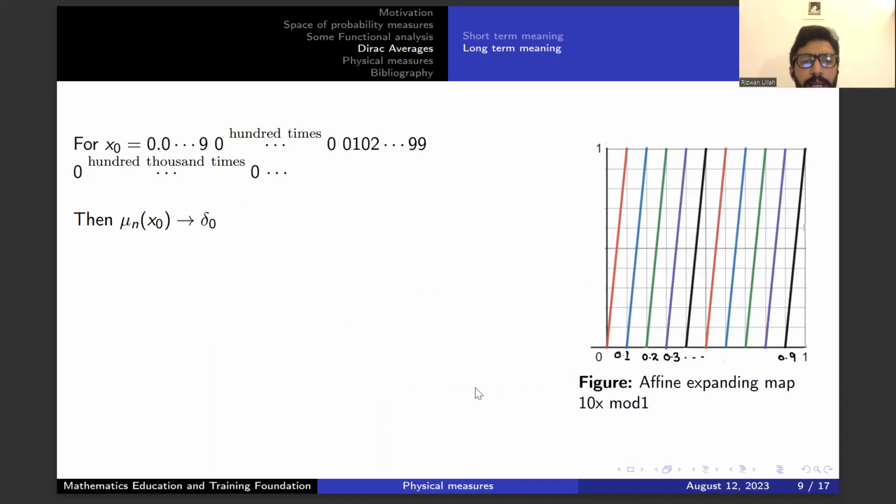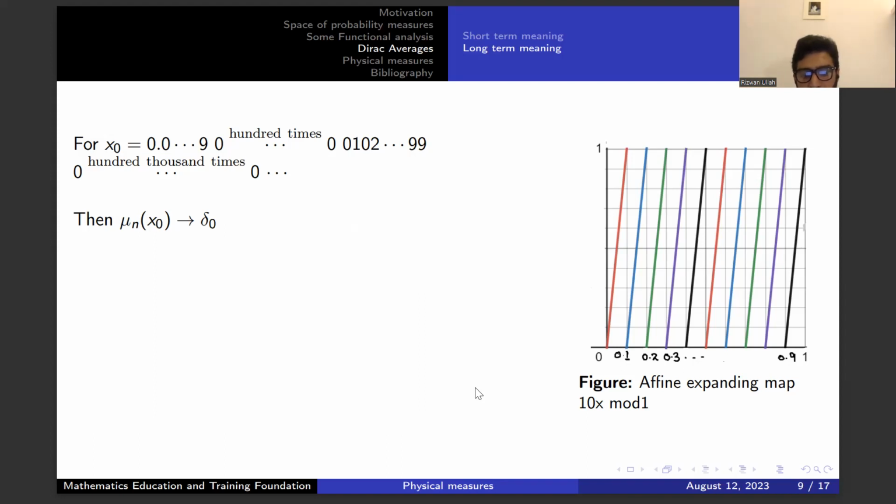In order to make it much more clear, let's deal with another point. I have the same dynamical system, which is 10x mod 1. You can see the graph. And I choose the point x naught, which is 0.x naught, and then all the one-digit numbers. Then I have 100 zeros, and then all the two-digit combinations, like 01, 02, 03, up to 99. And then I have many more zeros, 100,000 zeros, and then again the three-digit combinations, and so on. So one can see easily, as I mentioned, that the map is just a translation of the decimal, ignoring the integer part.